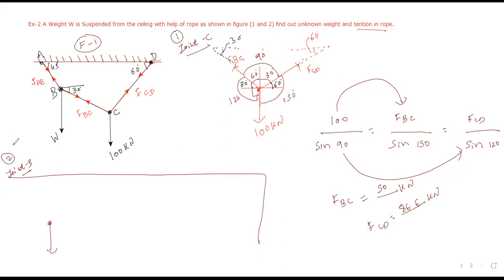Okay, there was confusion. A load W acts in the downward direction. An inclined force acts in this way. That is your FBC, yes or no? And in the same way, an inclined load acts, FEB, yes or no? Is it clear?